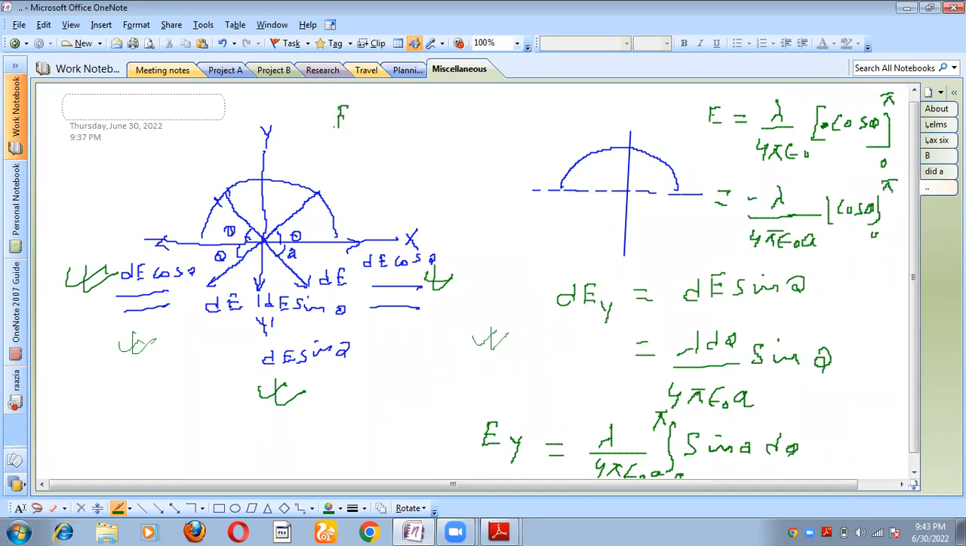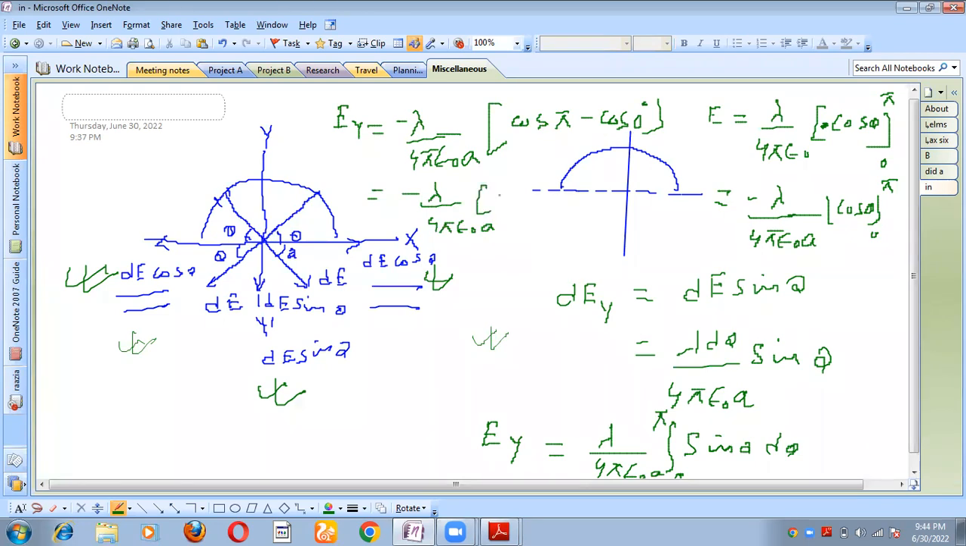So net electric field will be like this. Ey, we can say electric field is along y, that's why we are putting Ey, lambda by 4 pi epsilon naught a, and we will put the value of limits, cos pi minus cos 0. So we will get that minus is outside there, so minus lambda by 4 pi epsilon naught a.